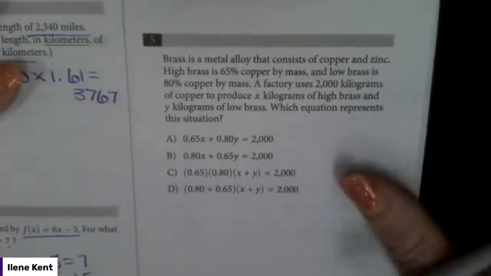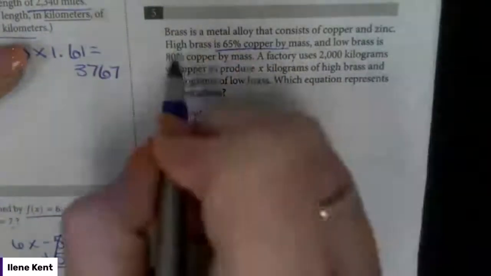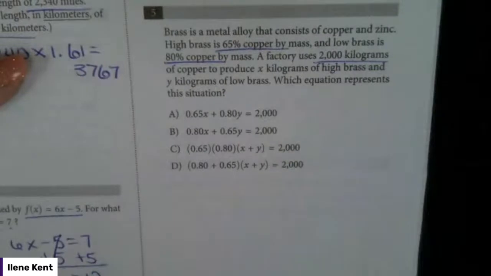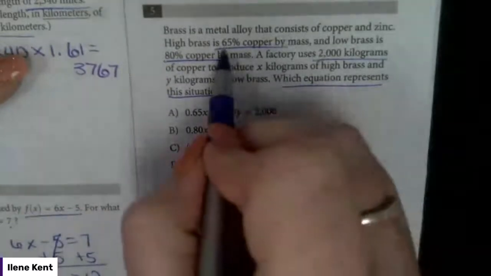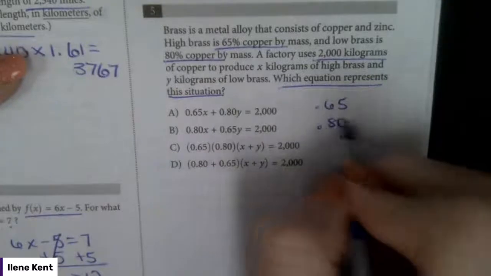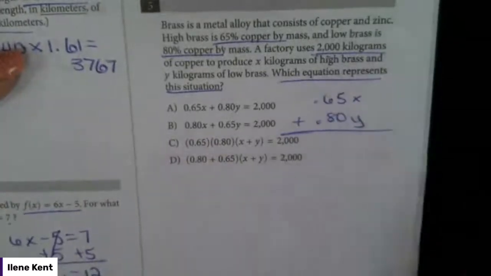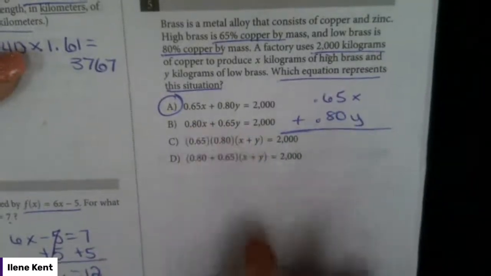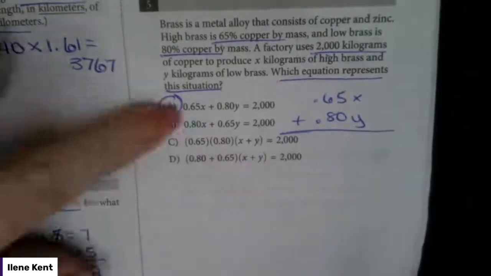Number 5, brass is a metal alloy that consists of copper and zinc. High brass is 65% copper by mass. Low brass is 80% copper by mass. If a factory uses 2,000 kilograms of copper to produce X kilograms of high brass and Y kilograms of low brass, which of these equations would represent this situation? So by percentage, that's going to be a 0.65 and a 0.80. We were doing X and Y. And they're saying when we add these together, we should have a total of 2,000. So it looks like A would be our best bet. This one has our variables wrong. This one, I'm not really sure how that would give us our answer by adding or multiplying them. So we're going to go with A.